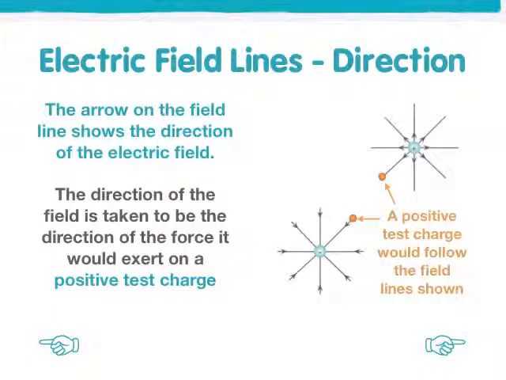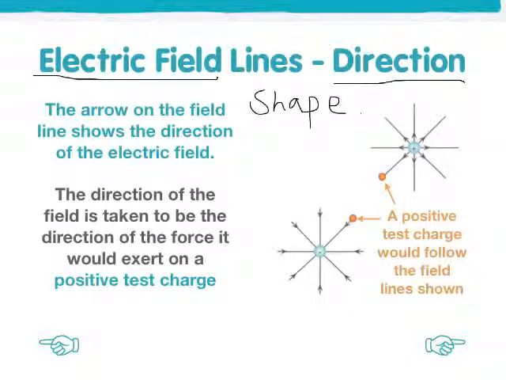Now you need to be able to draw lines that show the electric fields around charged objects. And there are two things that you need to be very clear on. Number one is the direction of the field, and the other thing is the shape of the field. Now, fields are represented with lines. So what do those lines show you? A field line would show you the direction of the force that would be acting.